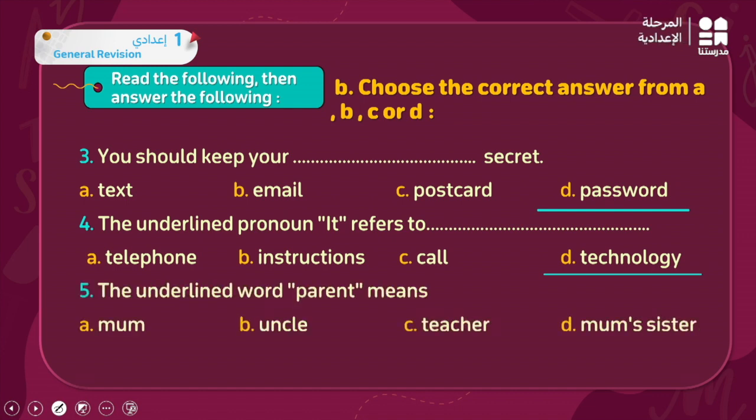Number 5, the underlined word parent means, of course, dad or mom. Okay, we have here some questions that need to be completed with the suitable prepositions and suitable verbs. So let's have a quick look at it.